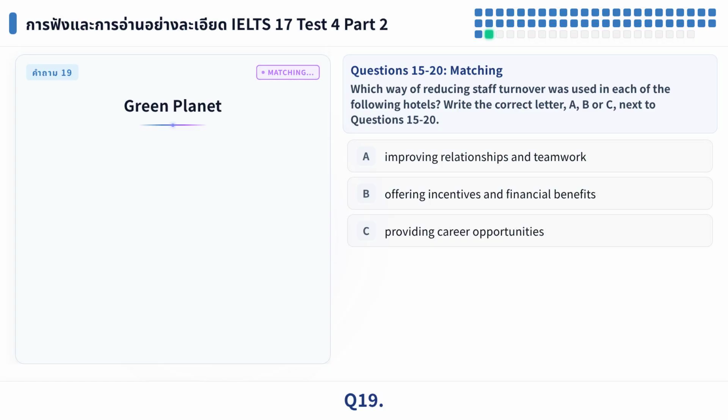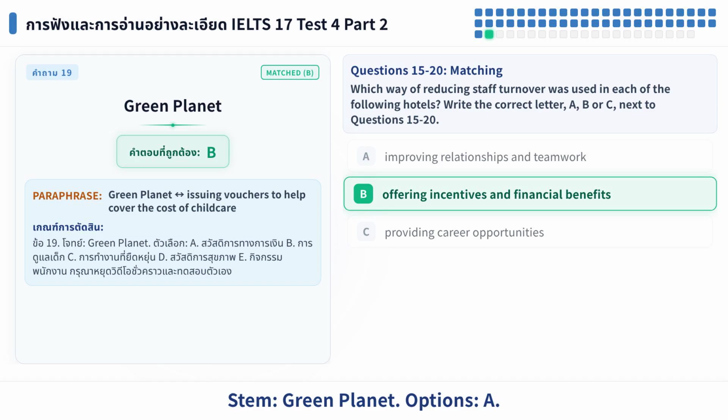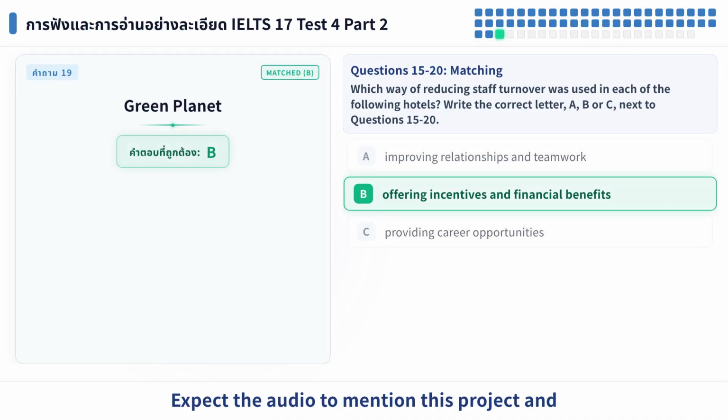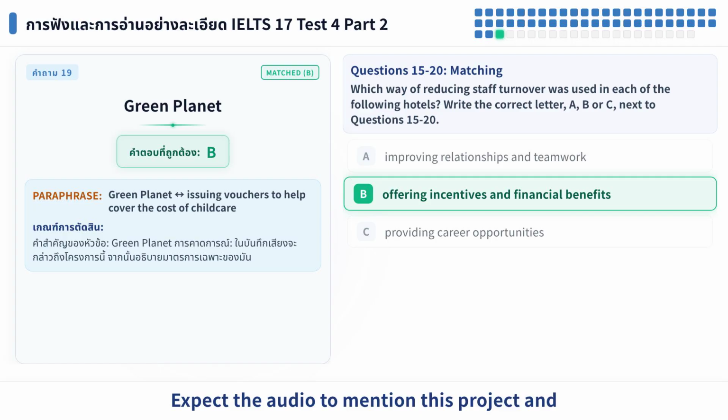Q19 STEM, Green Planet. Options: A, financial benefits. B, childcare. C, flexible working. D, health benefits. E, staff activities. Pause the video to test yourself. Keywords: Green Planet. Expect the audio to mention this project and then describe its specific action.